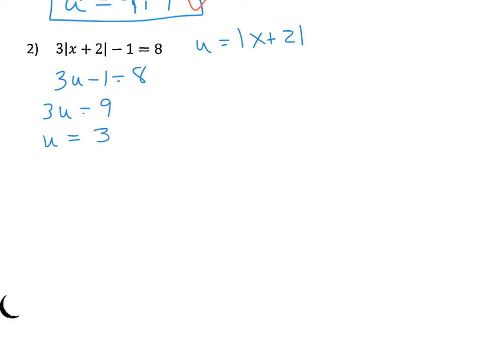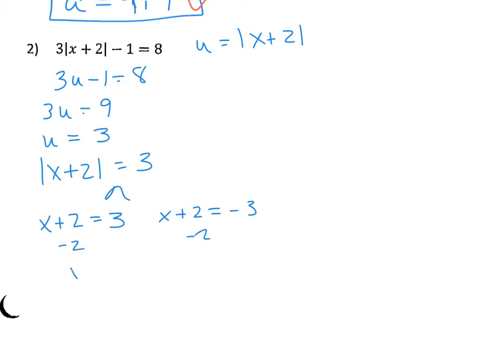We're going to resubstitute the absolute value of x plus 2 back in for the u, and if you notice it's isolated again, so we're going to split it into two. The inside could be equal to 3, or the inside could be equal to negative 3, because when I take the absolute value of 3 or negative 3, I get positive 3. We'll subtract 2 from each part, and I get x is 1 or negative 5.